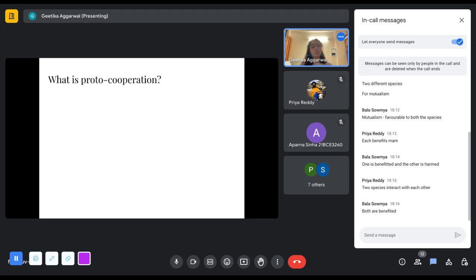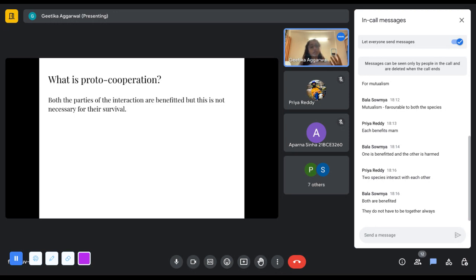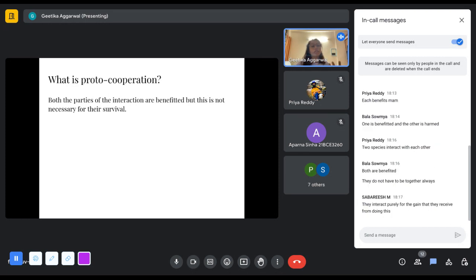Both are benefited, yes. And one important point of this interaction, how is it different from mutualism? So basically, protocooperation is not obligatory for the survival of the organism. Both the species of the interaction are benefited, but they do not have to be together always. So mutualism is of multiple kinds. There is obligatory, there is facultative. So this would be one sort of a facultative mutualism where they don't have to be together at all times. But whenever they come together, they get a benefit out of that interaction. They interact purely for the gain that they receive from doing so. Yes, Sabrish, you're correct. So they interact for the gain that they receive from the interaction.